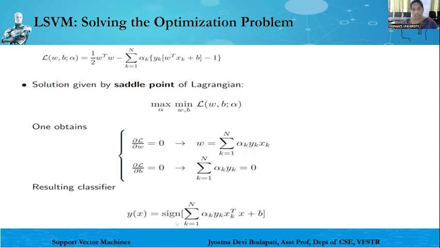Our decision logic is w transpose x plus b, and based on that sign, right? So now we are getting this decision logic. But if you observe, the w has some associated alpha k's. But how do we get these alpha k's? Those are the Lagrangian multipliers.